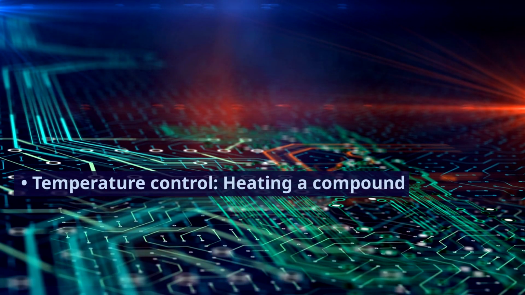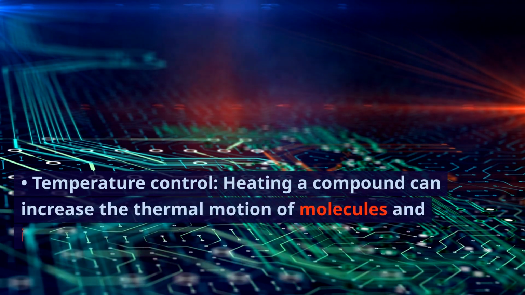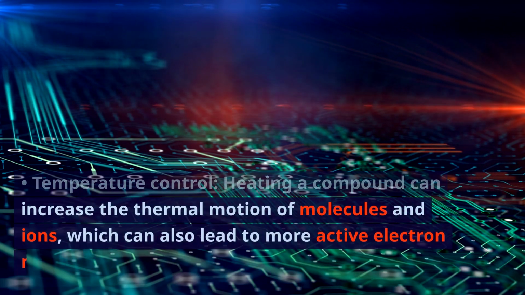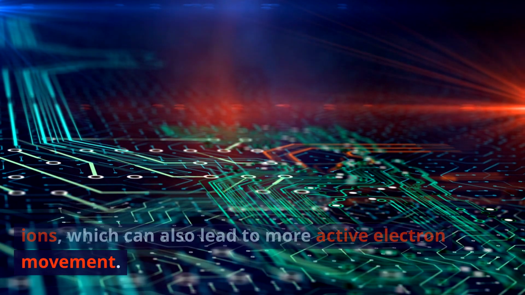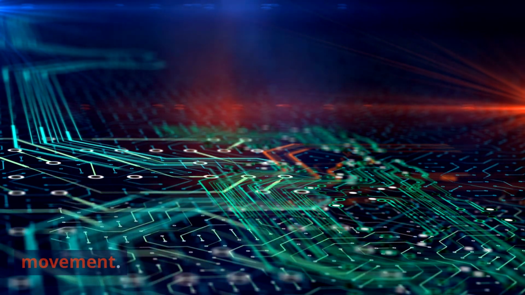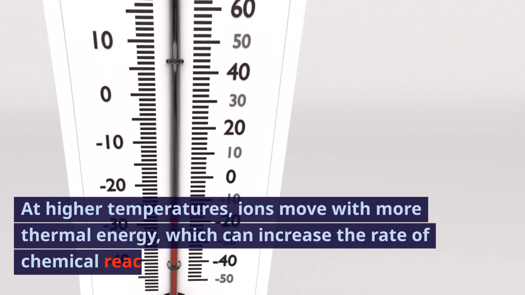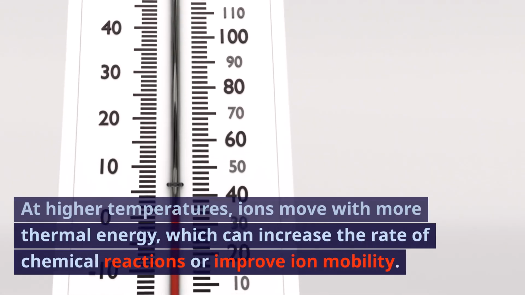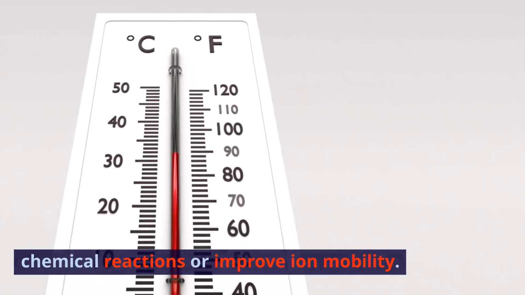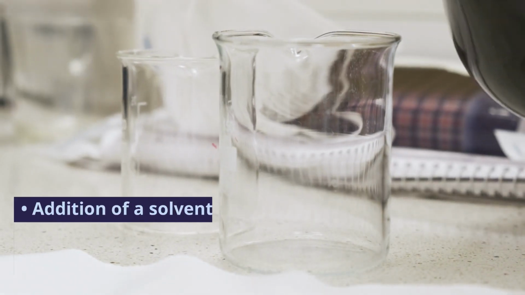Temperature control. Heating a compound can increase the thermal motion of molecules and ions, which can also lead to more active electron movement. At higher temperatures, ions move with more thermal energy, which can increase the rate of chemical reactions or improve ion mobility.